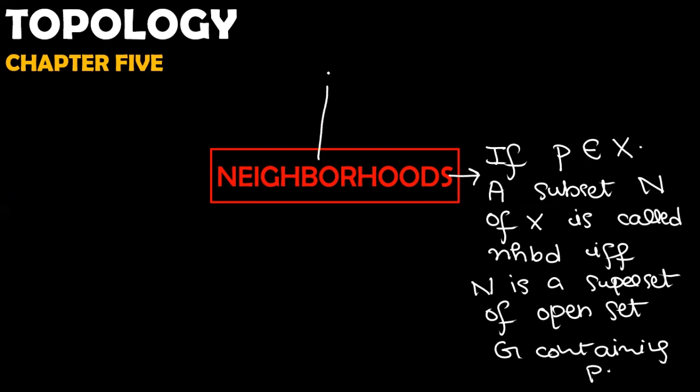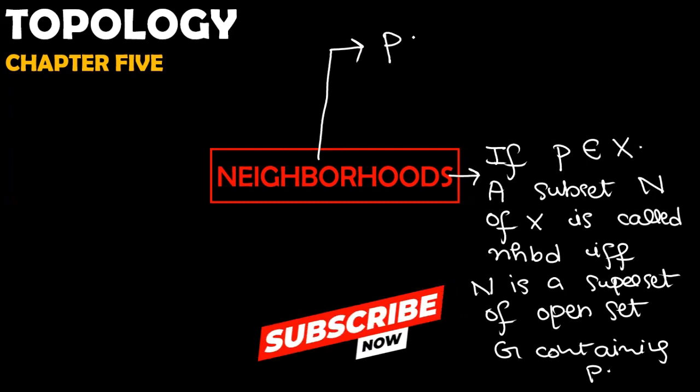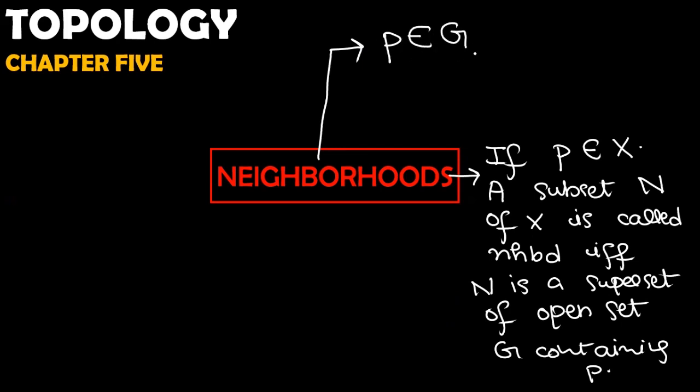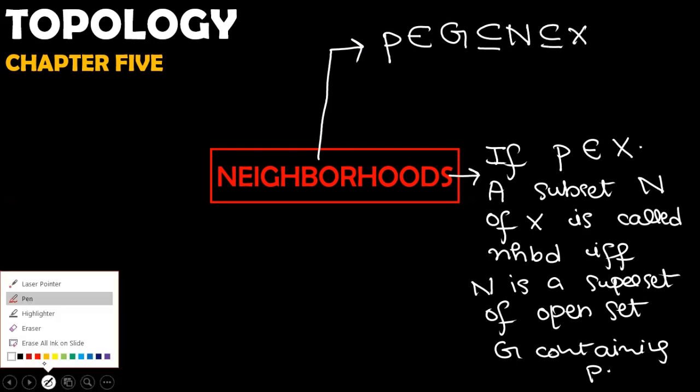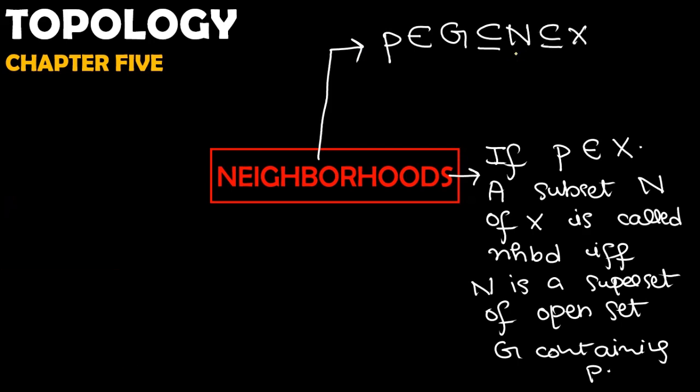So what do I mean? I mean, if I have a point P which belongs to our topological space, and there exists an open set G containing P, then this G is a subset of N, and here N is a subset of X. Then this subset N of X is the neighborhood of P. So N is a neighborhood of P.